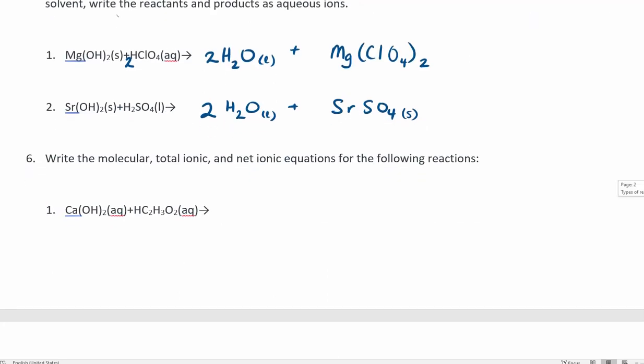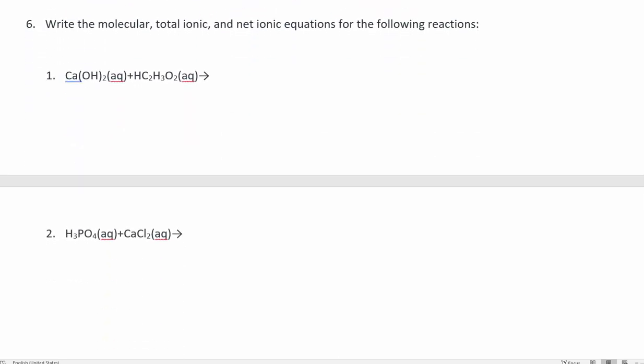Number 6, write the molecular, total ionic and net ionic equations. So the molecular equation is just what we've been writing so far. We do our double replacement reaction, and this is acetate. That's what this ion is. It's called acetate. And if you don't remember the charge, look, there's 1 hydrogen, and it's a neutral compound, so it must be a -1. So this is calcium acetate and water. Let's just double check here. We're going to need a 2 here, 2, 4, and a 2 here. And then we are balanced.